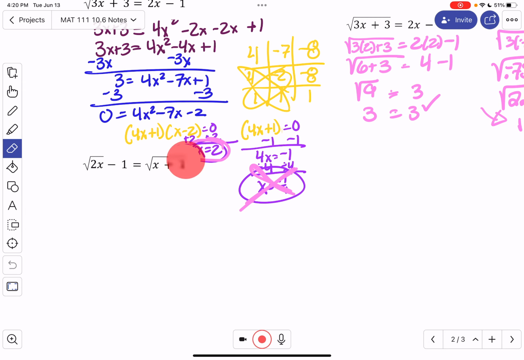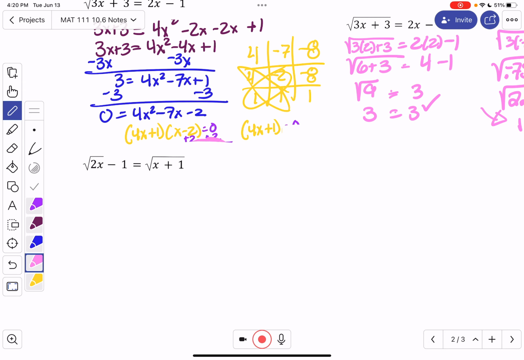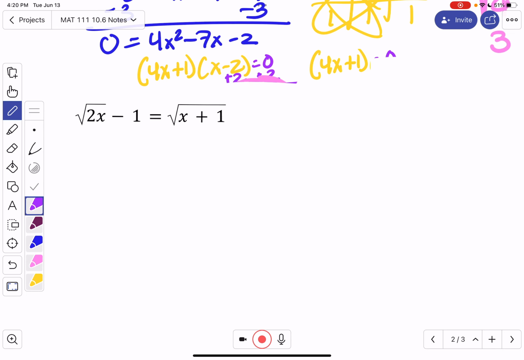All right, let's keep going. Here we have 2 radicals. So our first step is to get a radical alone. Well, this radical is already by itself, so we can move on. Now we're going to raise both sides to the index.